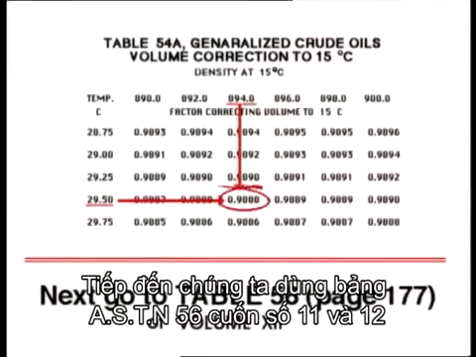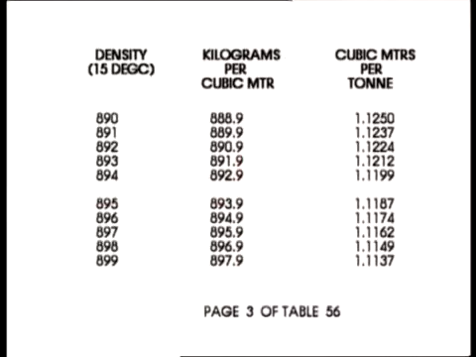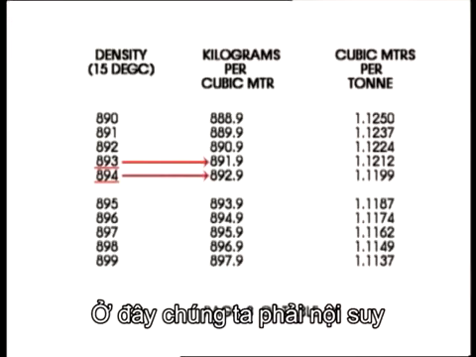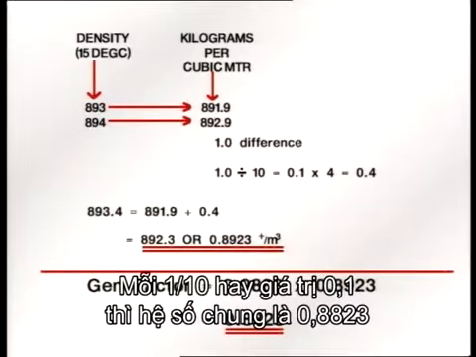Next, we use table 56 in ASTM table volume 11 to 12. Here we have to interpolate. Every tenth is worth 0.1. The general factor is 0.8823.